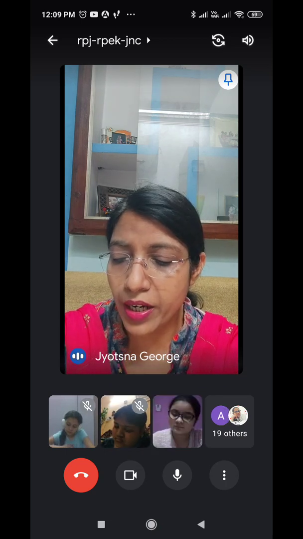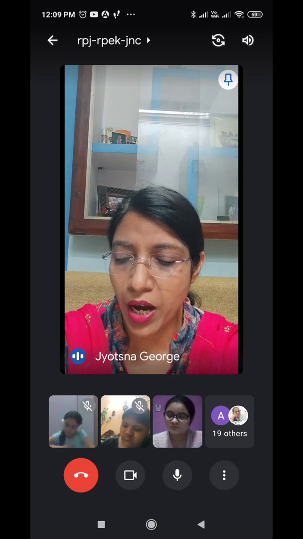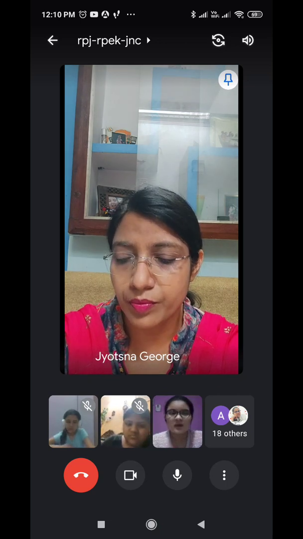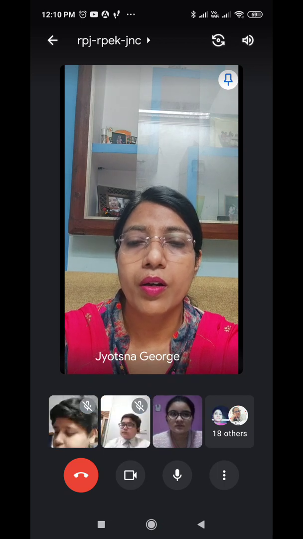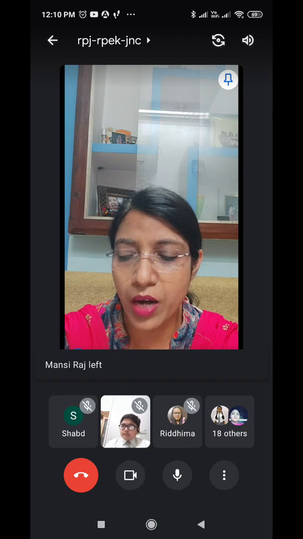Okay, look at these dresses. Which do you prefer? The red one or the white one? Ma'am, which? Which do you prefer, the red one or the white one?